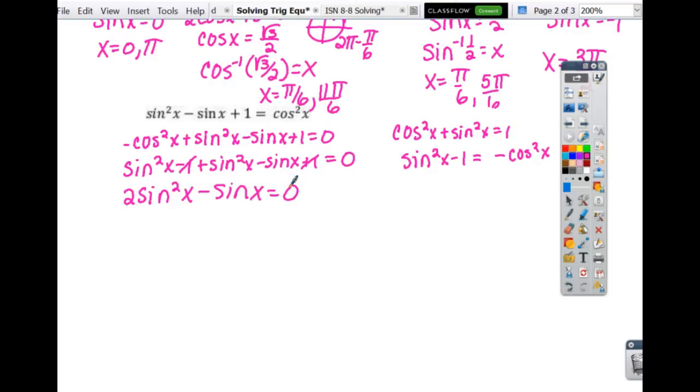Now we can, what? I don't know where you are because you spent this much time getting your paper out. Everybody else is paying attention and they know I crossed those out. So what do these have in common? A sine. So if I take out a sine, now we're going to set each of these equal to 0.